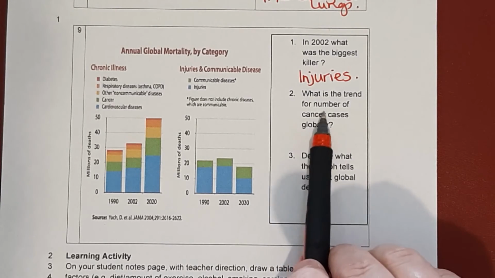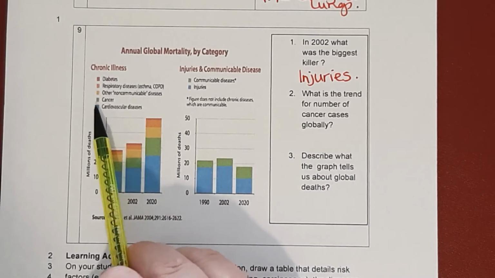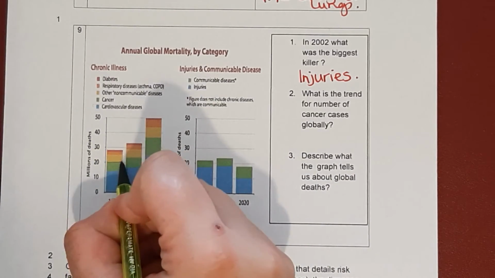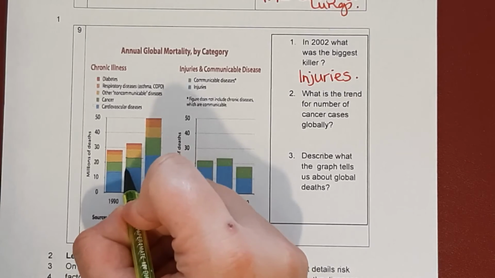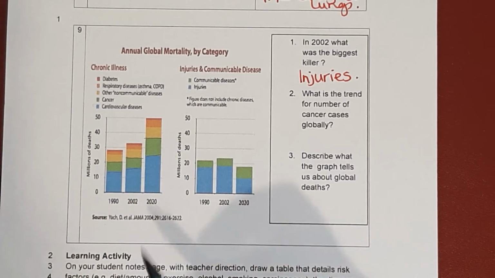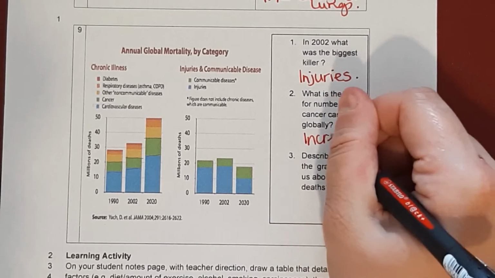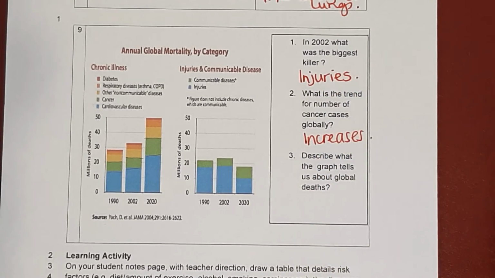What is the trend for the number of cancer cases globally? Okay, so cancer is the green section. So we have this here, this section here, and this section here. So what we can say is that it appears to be increasing. So the number of cancer cases is increasing.